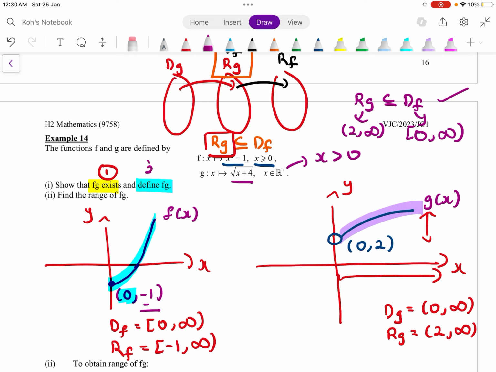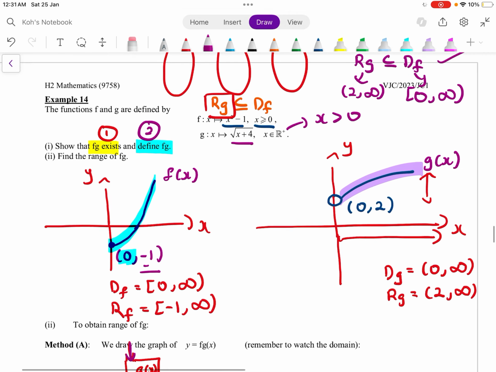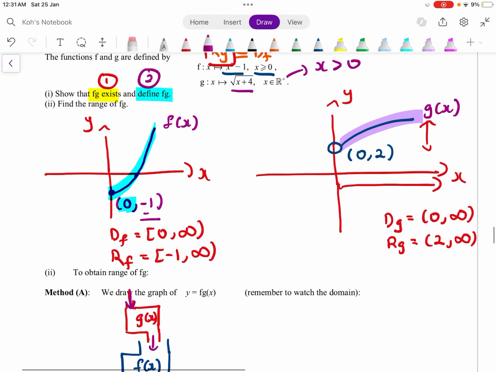Okay, what about the second part? Define your fg. To define fg, you must give them the equation of fg and you must give them the domain of fg. So let's determine the rule, or the equation, first. So first, fg: you can write it as f, and you replace the g with the so-called equation, square root of x plus 4, in brackets.